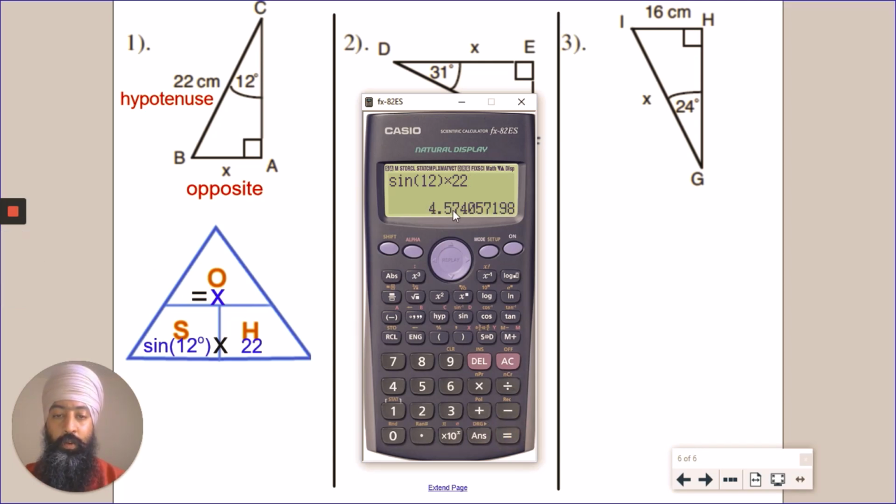And that is 4.57405798. Usually 2 decimal places is an acceptable degree of accuracy, so 4.57 centimeters will do. Okay, there you go, that's the first question done. X, the opposite side in that triangle, is equal to 4.57 centimeters.